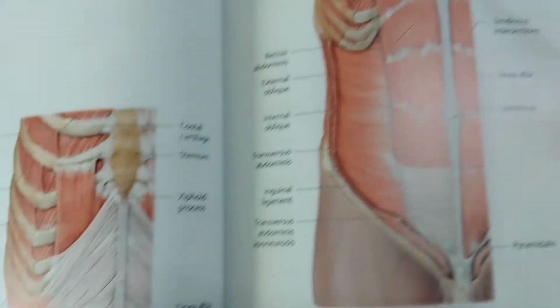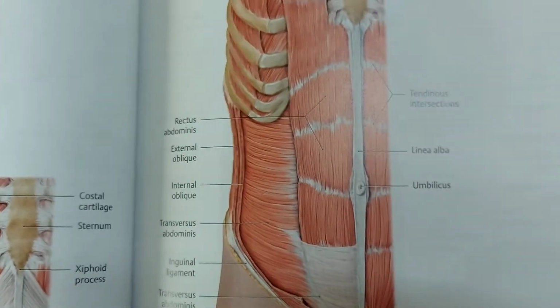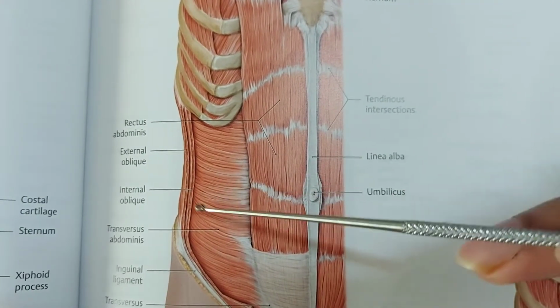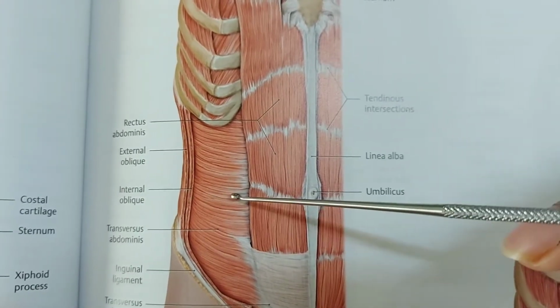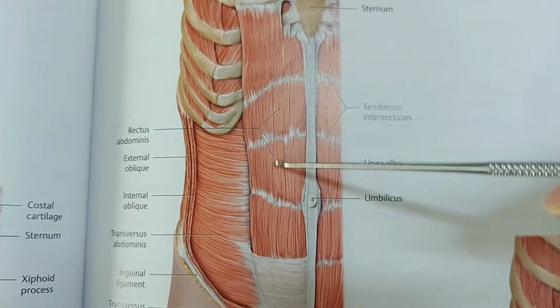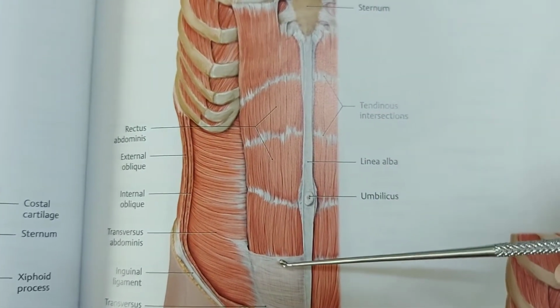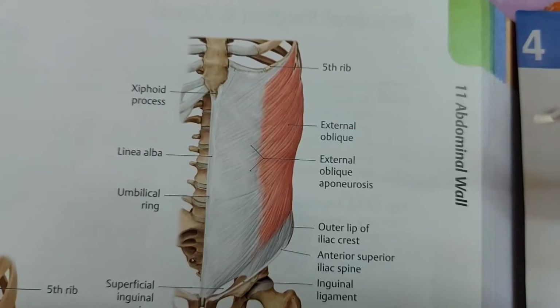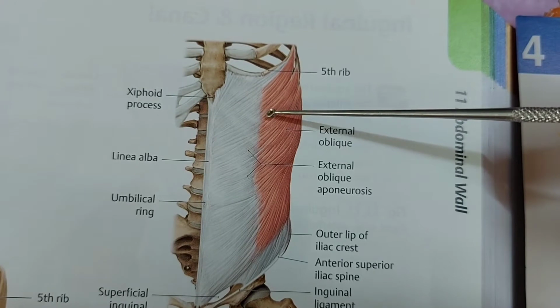There are other muscles in this anterior abdominal wall. This is the transverse muscle, so this is the transversus abdominis, and this muscle is very straight, so this is known as the rectus abdominis. These four muscles form the anterior abdominal wall. Here is the external oblique muscle.